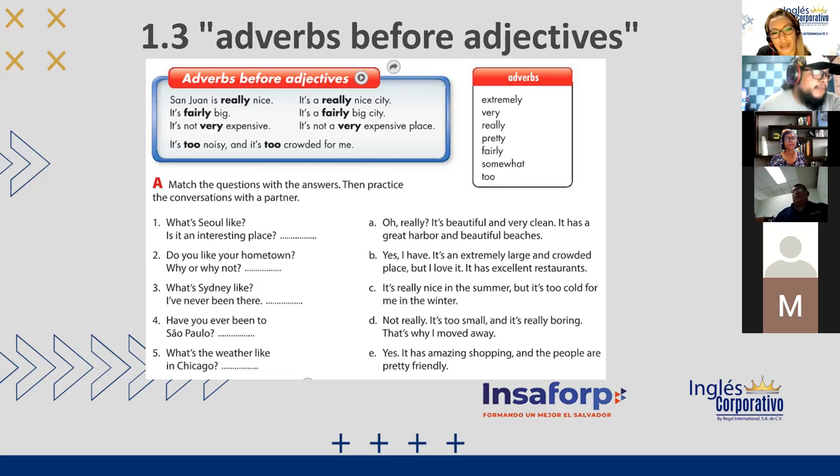Number one, what's it like? Is it an interesting place? Como nos están haciendo la pregunta, is it an interesting place? Okay. Ahí tendría que ser yes, porque nos están preguntando, ¿es un lugar interesante? Sí. It has amazing shopping and the people are pretty friendly. Okay. Yes, the one is E.